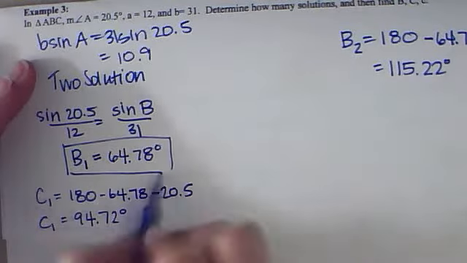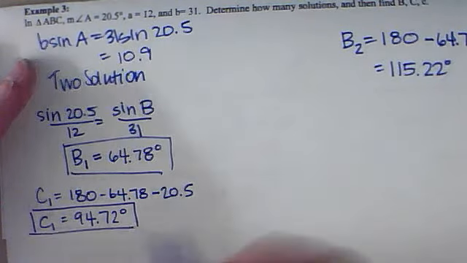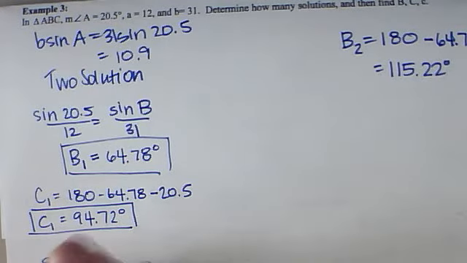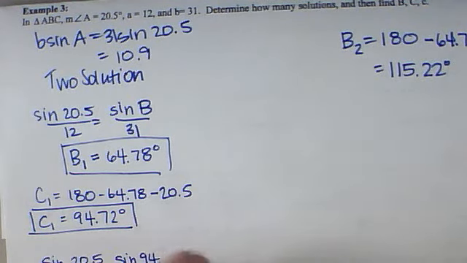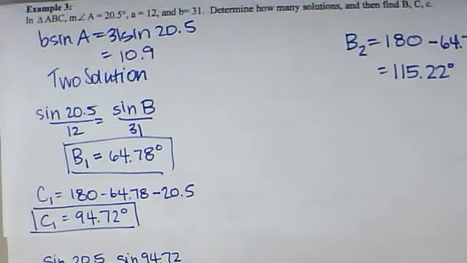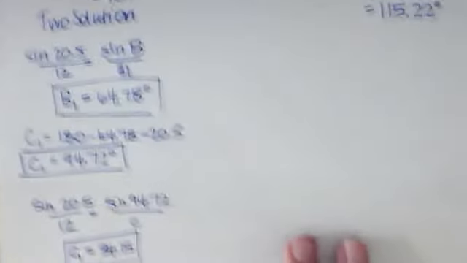So I have B1, big C1. I need to find little c1. So I'm still using that same information, sine of 20.5 over 12 equals the sine of 94.72 over little c, cross multiply and divide, and little c1 then is equal to 34.15. And that's my first case, my first triangle.